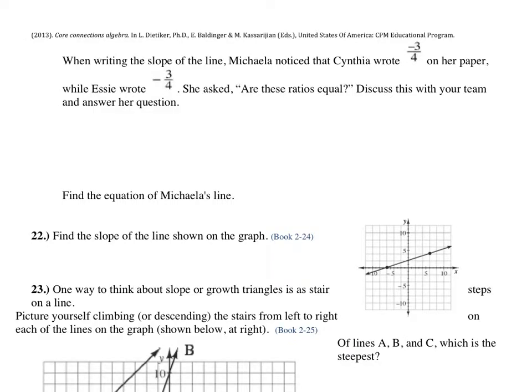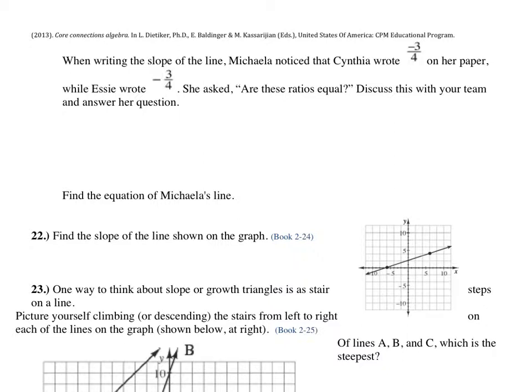When writing the slope of the line, Michaela noticed that Cynthia wrote -3 over 4 on her paper, while Essie wrote -3/4. She asked, are these ratios equal? Discuss with your team and answer the question. And then we want to find the equation of Michaela's line.